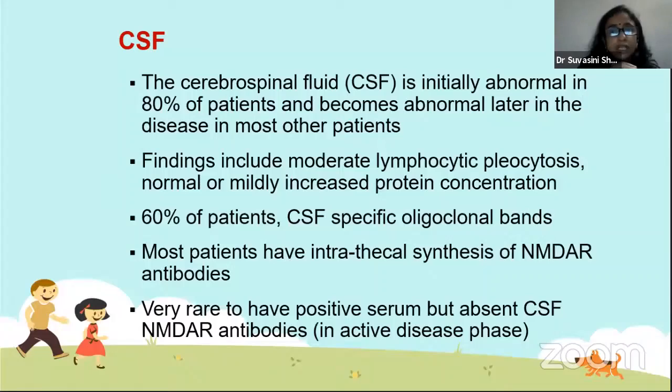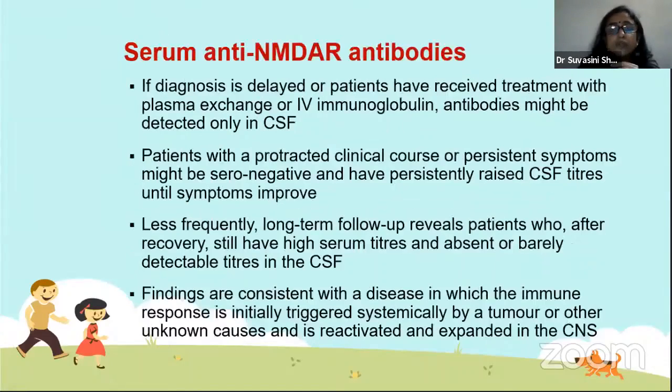CSF, of course, will be done in these patients. So CSF is initially abnormal. You may have moderate lymphocytic pleocytosis, mild or normally increased CSF protein. But what is very, very important is to look for the anti-NMDA receptor antibodies. It's very rare to have positive serum but absent CSF. So CSF is much, much more important and specific. The problem with serum testing is that if the diagnosis is delayed or the patients have received treatment already, like plasma exchange with IVIG, you may not find the antibodies in the serum, but only in the CSF. Patients with protracted clinical course or persistent symptoms may be seronegative, but they may persistently have CSF titers until the symptoms improve. Okay? Findings are consistent with a disease in which the immune response is initially triggered by a tumor or other unknown causes and then reactivated and expanded in the CNS.